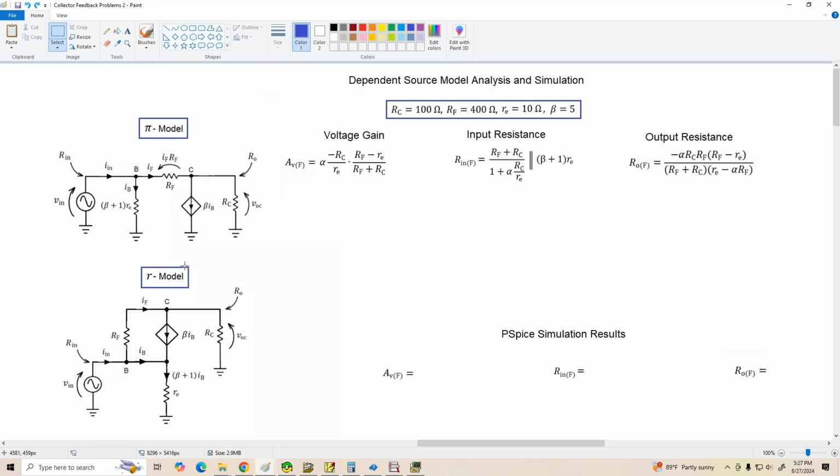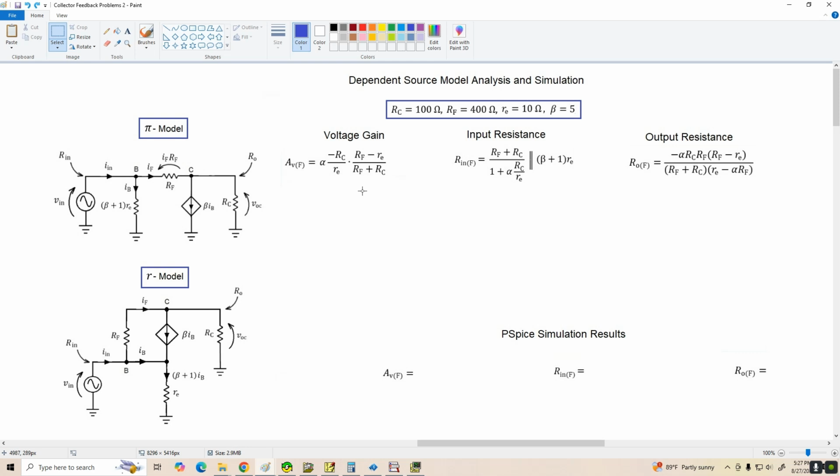Now, to make the simulation a little bit more interesting this time, I'm going to use relatively low values for the resistors in the circuit. We're going to set RC to 100 ohms, RF is 400 ohms, little re is 10 ohms, and we're going to use a relatively low beta of 5. That means that we really can't apply any simplifying approximations to these equations. We're going to use them in their full accuracy to get accurate results this time. In the previous circuit, RF was huge and beta was pretty large, so that would have allowed us to simplify these equations quite a bit and still get accurate answers. This time, that's not really the case.